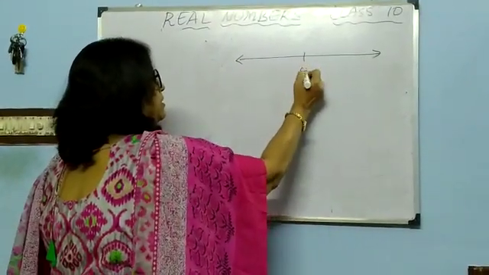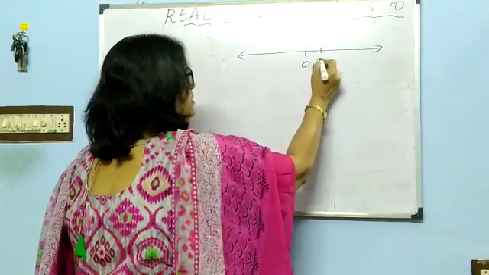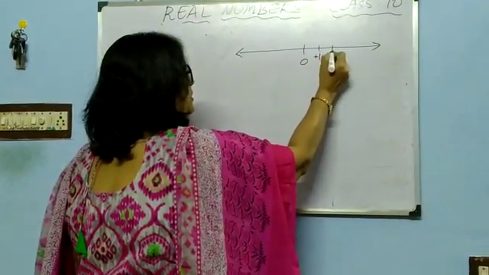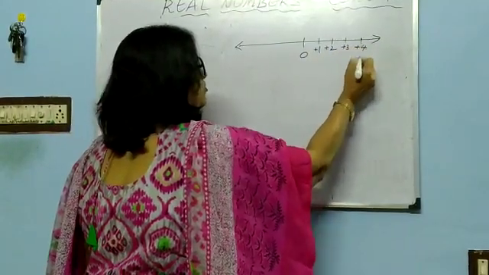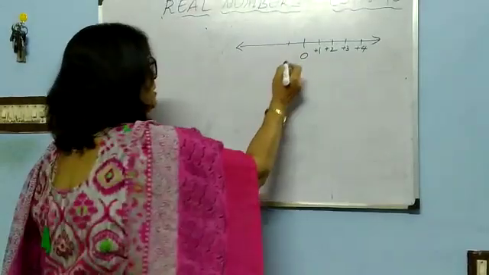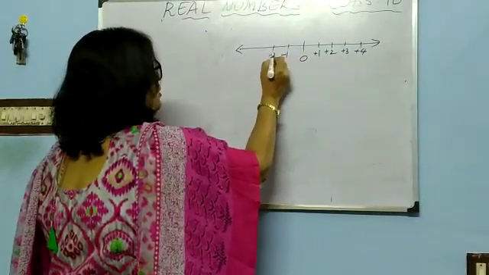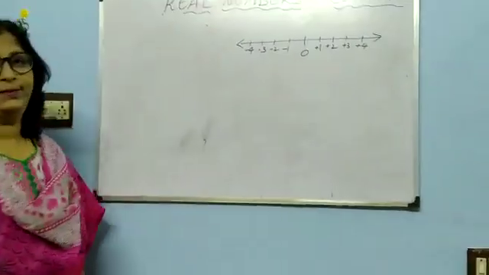Here in the center we write 0, and towards the right hand side we have the positive integers plus 1, plus 2, plus 3, plus 4, etc. And towards the left hand side we have the negative integers minus 1, minus 2, minus 3, minus 4, etc.